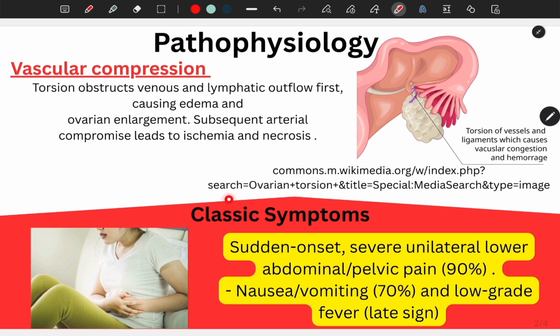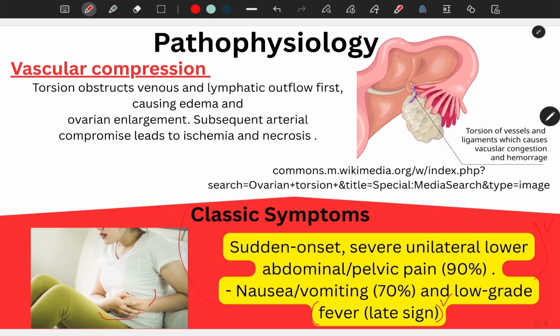Now we see how a clinical case of ovarian torsion is presented. The hallmark symptom for ovarian torsion is severe unilateral lower abdominal and pelvic pain, seen in 90% of cases. This pain is sudden in onset. The patient may describe sharp or colicky pain that radiates to the flank and even thighs. Other associated symptoms like nausea and vomiting occur in up to 70% of cases, and low-grade fever is a late sign related to necrosis. These are all the symptoms of ovarian torsion.